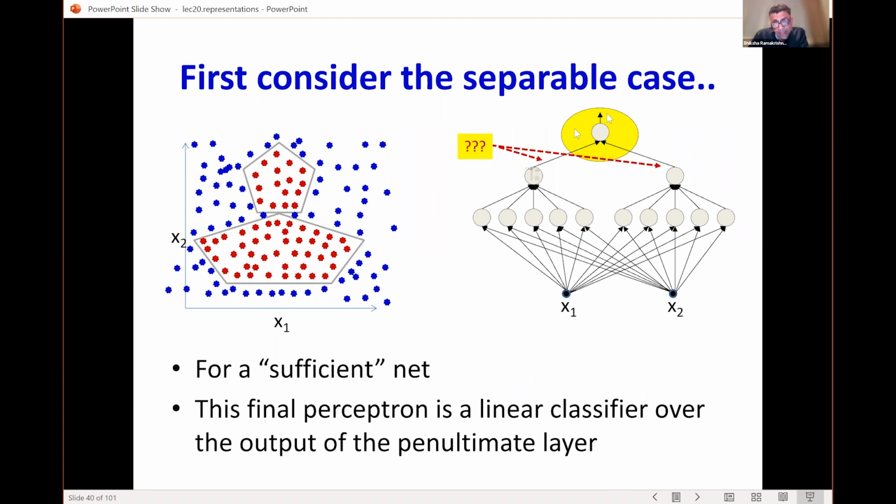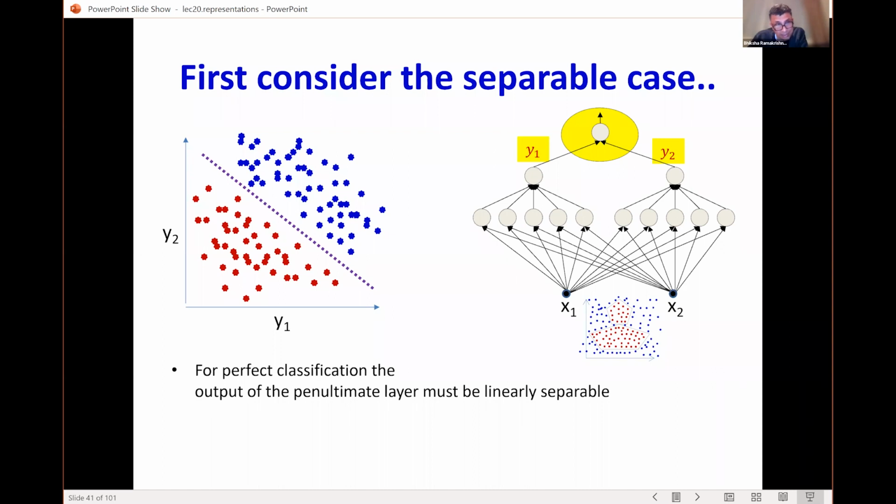This perceptron is a linear classifier, right? So assume this network has been set so that it perfectly separates the red and the blue classes. Now, this final perceptron gets as its inputs these two guys. Let me call them Y1 and Y2. So if I were to plot the scatter of Y1 and Y2 for all of my training instances, what must they look like for this perceptron to be able to cleanly separate the red and the blue classes? Anyone? They must be linearly separable, right? Because this guy is a linear classifier.